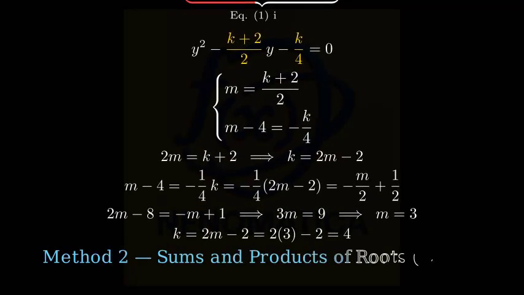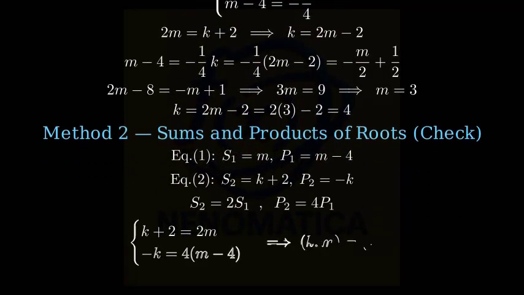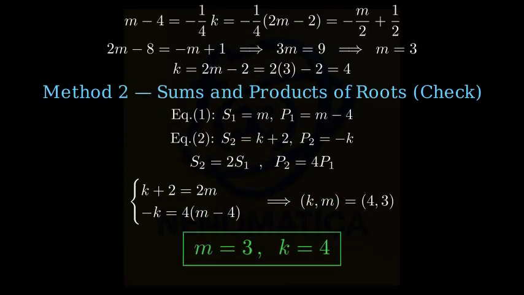Method 2, as a check, uses root sums and products. For equation 1, the sum of roots is m and the product is m minus 4. For equation 2, the sum of roots is k plus 2 and the product is -k. Since every root in equation 2 is twice a root of equation 1, the sum doubles and the product quadruples. Solving again gives k equals 4 and m equals 3. Final answer: m equals 3 and k equals 4.